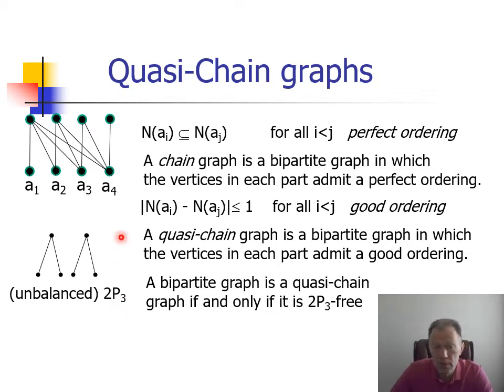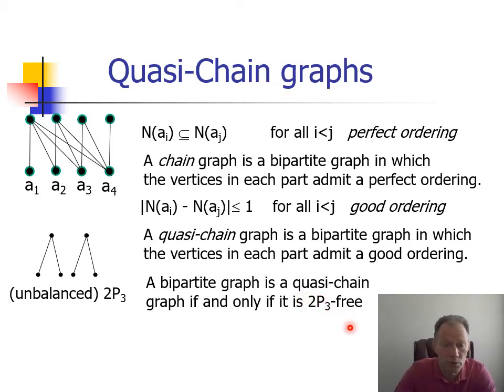It's not difficult to see that an unbalanced 2P3 is not a quasi-chain graph because the centers of the components don't admit a good ordering. On the other hand, if we are given a bipartite graph which is 2P3-free, then by ordering the vertices in each part in a non-decreasing order of their degrees, we obtain a good ordering. That's why a bipartite graph is a quasi-chain graph if and only if it is 2P3-free.